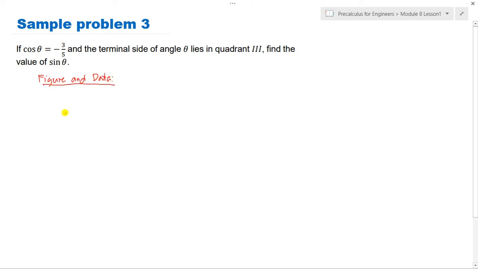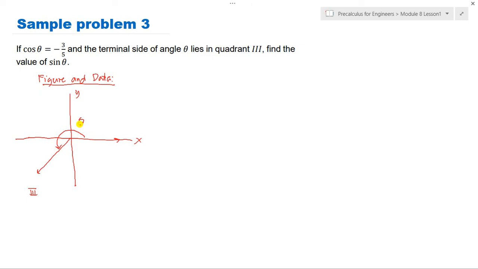We are going to draw again the Cartesian coordinate plane. So this is the x-axis and this is the y-axis. Assuming this is an angle in standard position, it starts from the x-axis and the terminal side lies somewhere in quadrant 3, somewhere here. Okay, quadrant 3. And this is our theta.